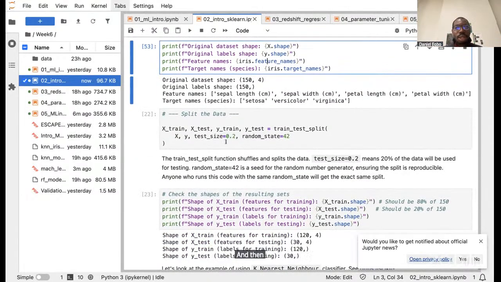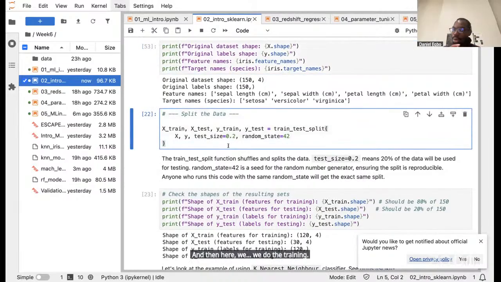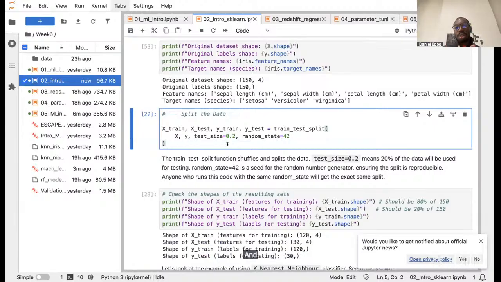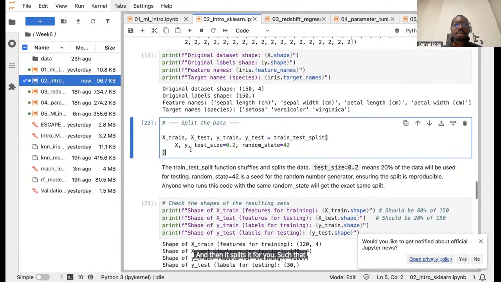And then here we do the training. We've already imported a module called train_test_split. Remember, sometimes you collect data over time, maybe 100 rows, maybe 2,000 rows, maybe 10,000, 100,000, 2 million, and you want to split it. So Scikit-learn also has a module for splitting data. The train_test_split takes the original data, the features and the labels, and splits it for you, such that you now have one set for training and one for testing.